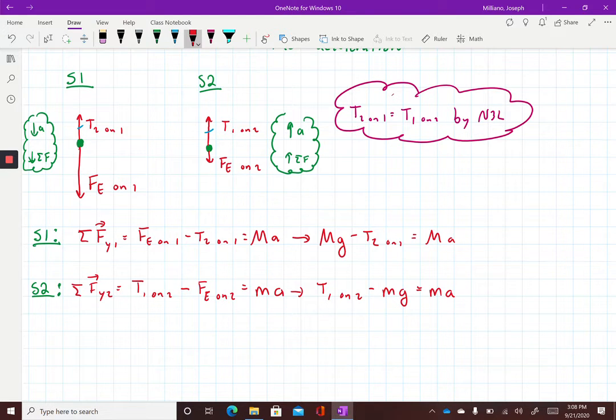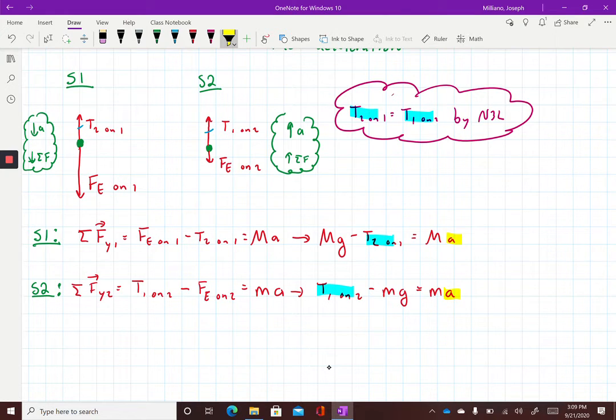Now there's two unknowns. Unknown number 1 is this tension, which we said was equal by Newton's third law. And the other unknown is the acceleration, and that's the same because they're connected by a rope. We are able to measure everything else, right? We can put the masses on scales, and we know little g is 9.8 newtons per kilogram on Earth.